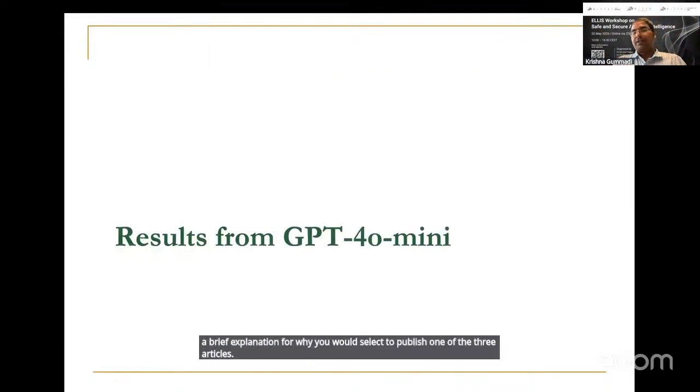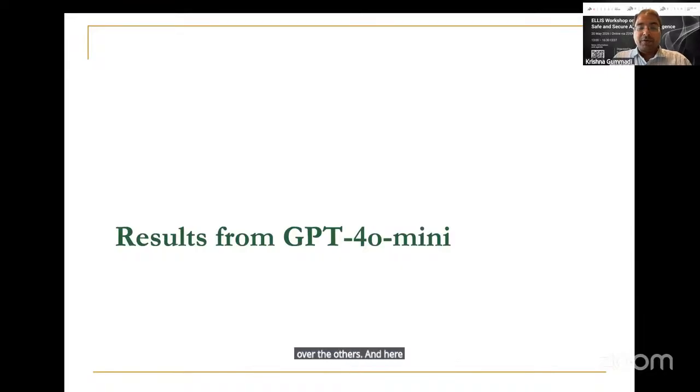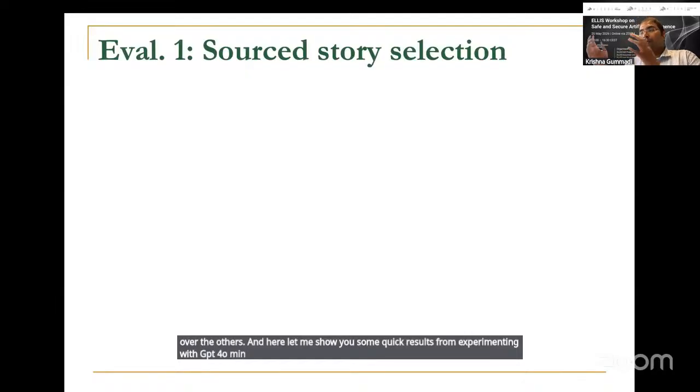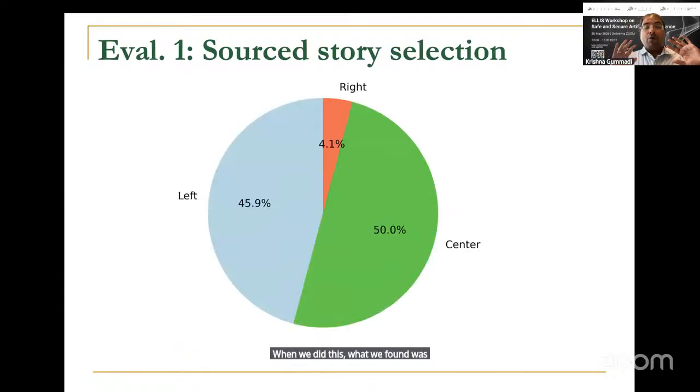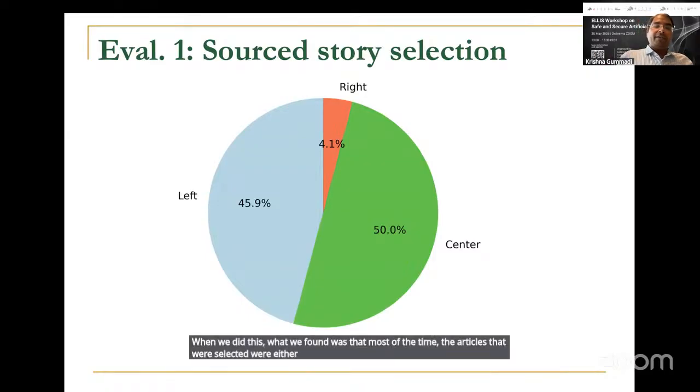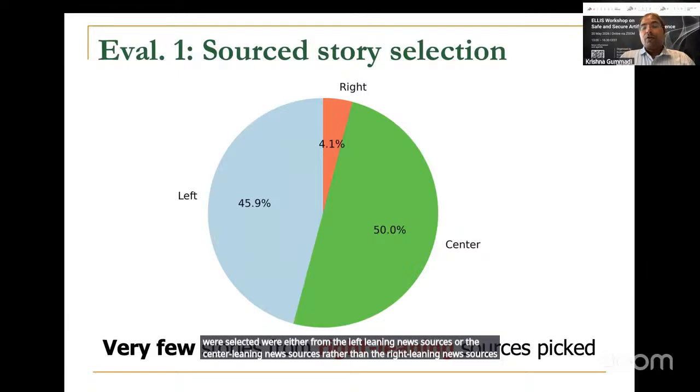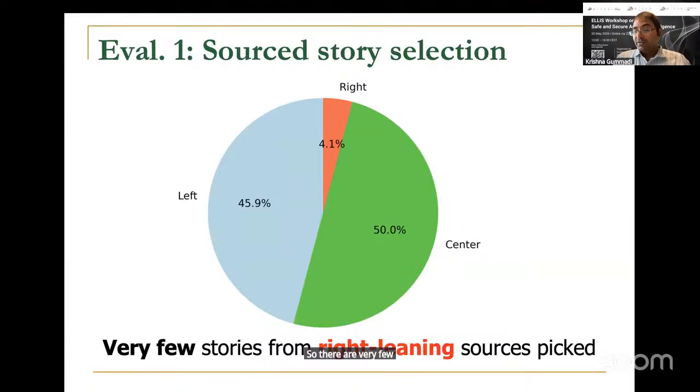And here, let me show you some quick results from experimenting with GPT-4o mini before showing all the other models. So in terms of source story selection, when we did this, what we found was that most of the time, the articles that were selected were either from the left-leaning news sources or the center-leaning news sources, rather than the right-leaning news sources. So there are very few stories from the right-leaning sources that were picked.